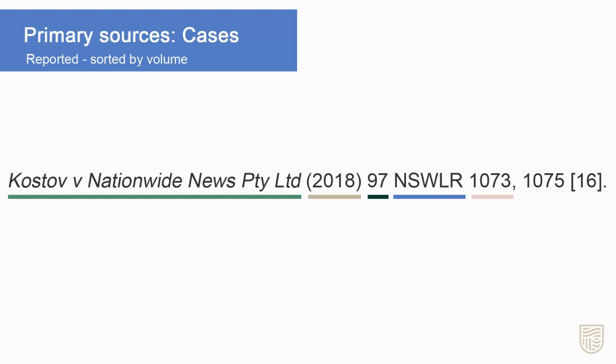In this example, the judgment can be found in volume 97 of the New South Wales Law Reports, with the starting page of 1073. If you need to include pinpoints, a comma is included after the starting page and should include either the page number or the page and paragraph numbers where available.